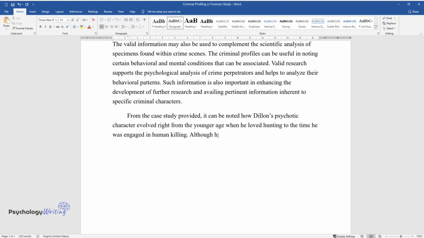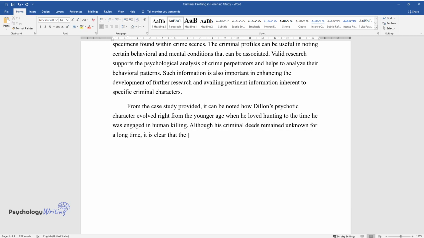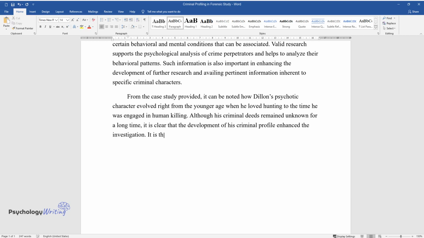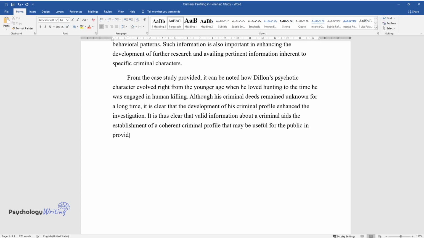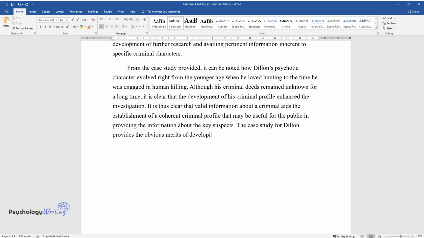Although his criminal deeds remained unknown for a long time, it is clear that the development of his criminal profile enhanced the investigation. It is thus clear that valid information about a criminal aids the establishment of a coherent criminal profile that may be useful for the public in providing the information about the key suspects. The case study for Dylan provides the obvious merits of developing a valid criminal profile for most expert crime perpetrators.